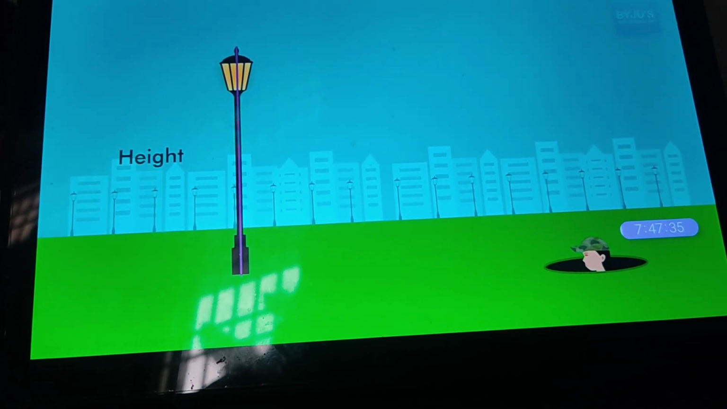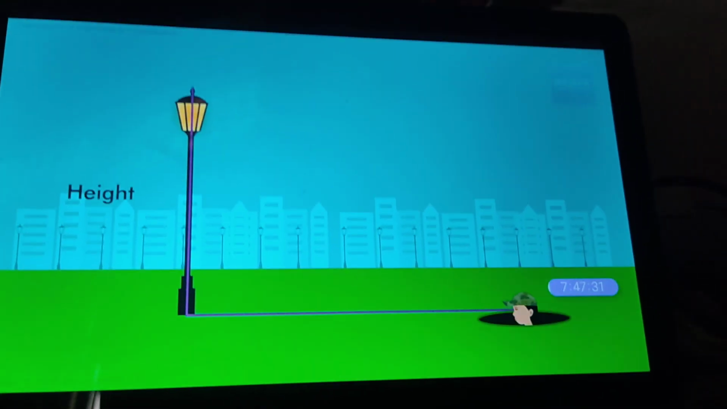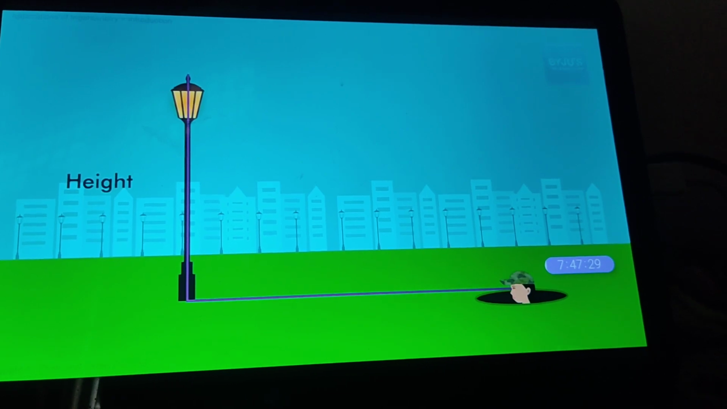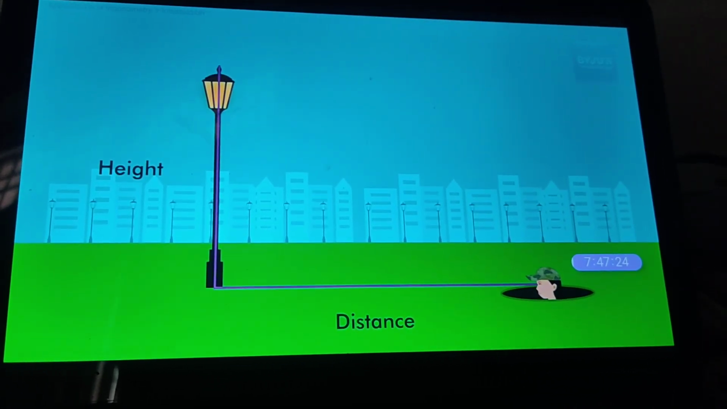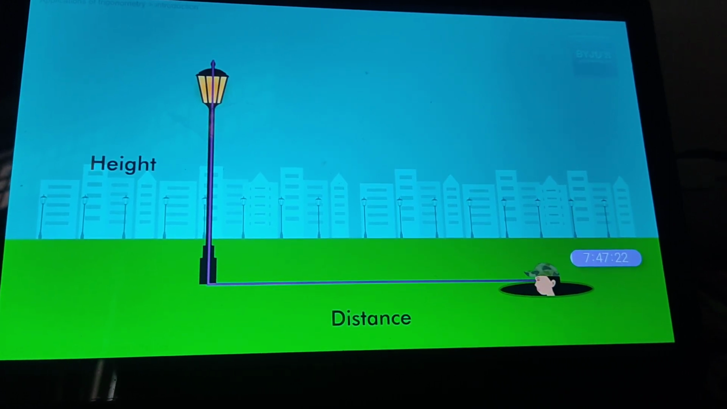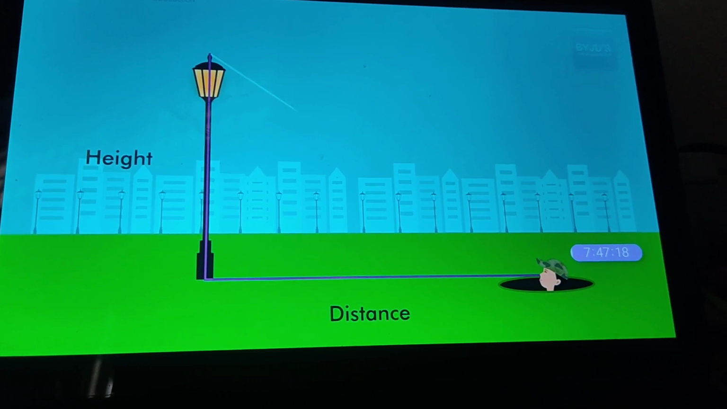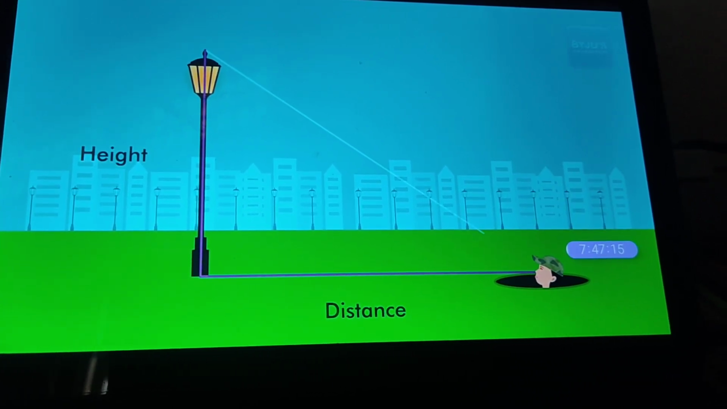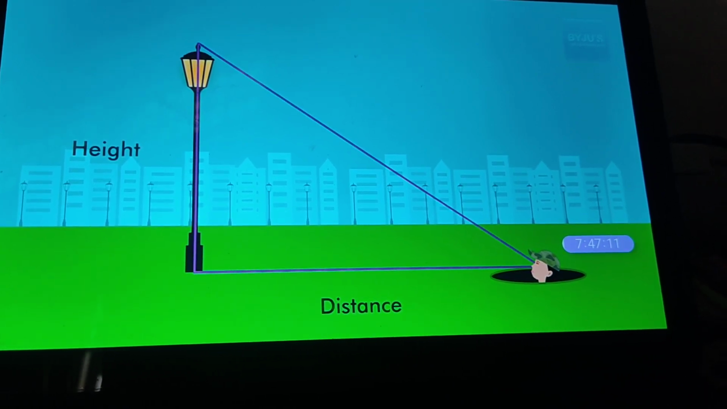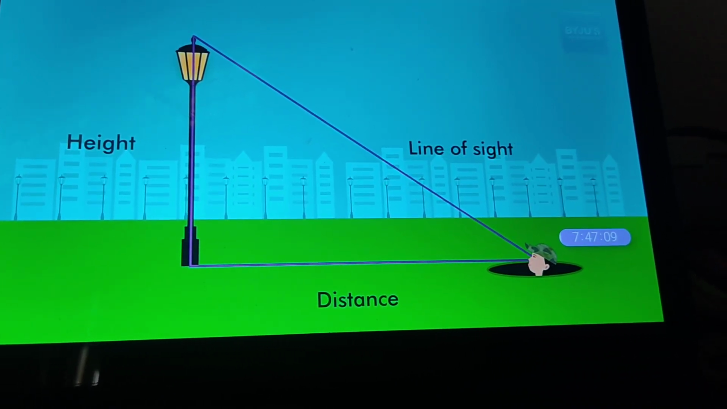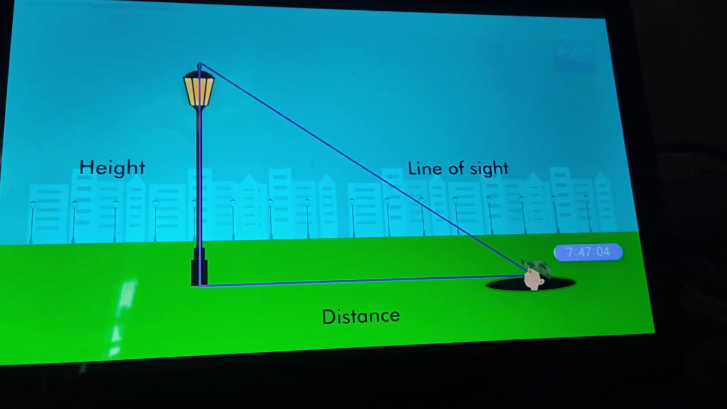Now, if you join the pole to my eye, that could be the second side of the triangle. This is nothing but the distance on the ground, how far away I am from the pole, right? That's the second side. Now, imagine me looking up at the pole and imagine the ray of light that is touching the top end of the pole and reaching my eye. If you were to imagine that ray of light and you draw a line for it, call it my line of sight, that could be the third side of the triangle. That could be the hypotenuse.